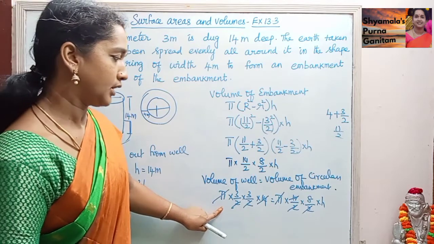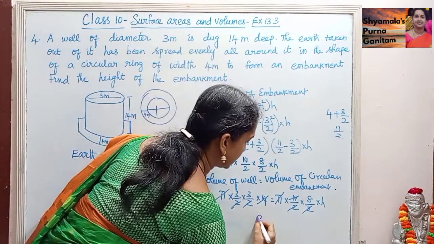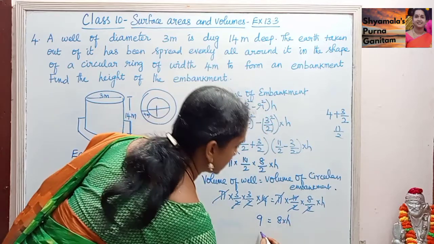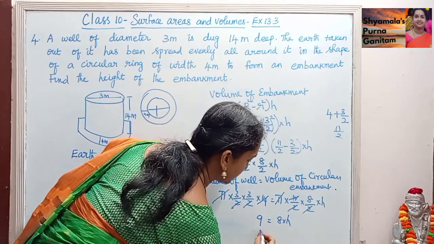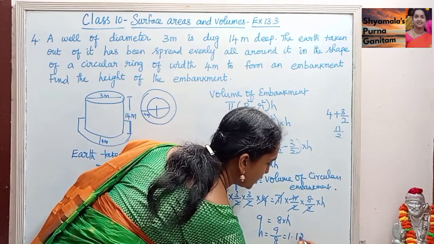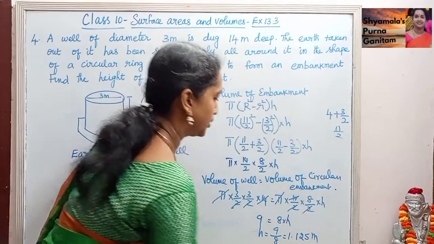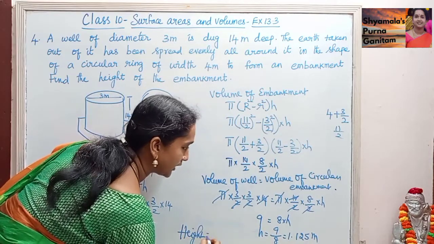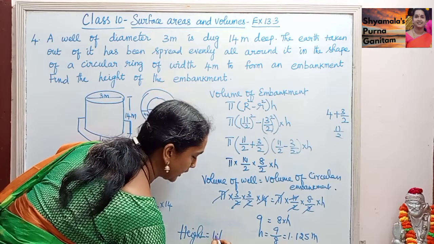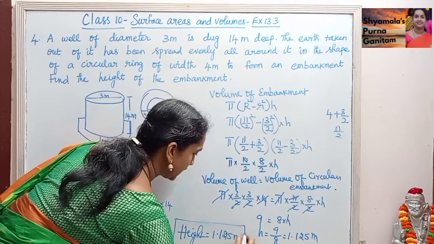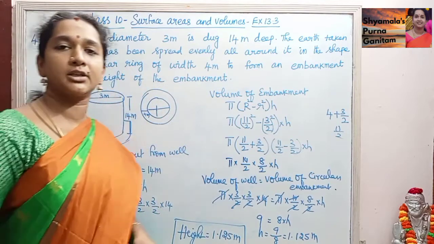So the remaining is 9 is equal to 8 into h. So height is equal to 9 by 8, which is equal to 1.125 meter. So this is the height of the embankment. We are asked to find the height of the embankment, that is 1.125 meter. Height is 1.125 meter.